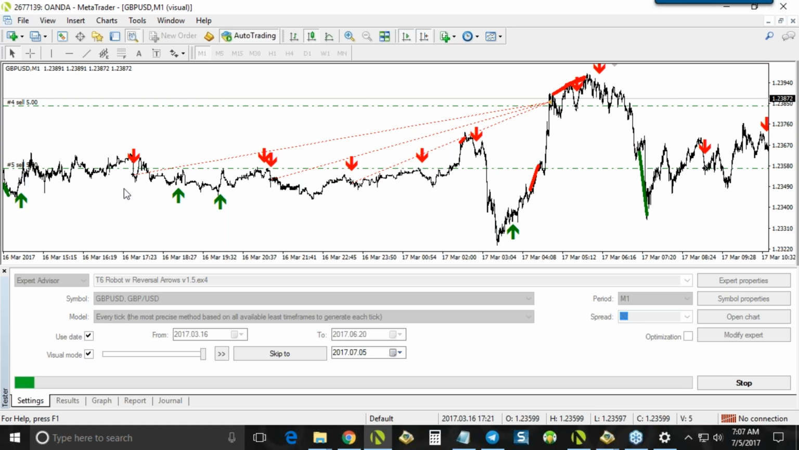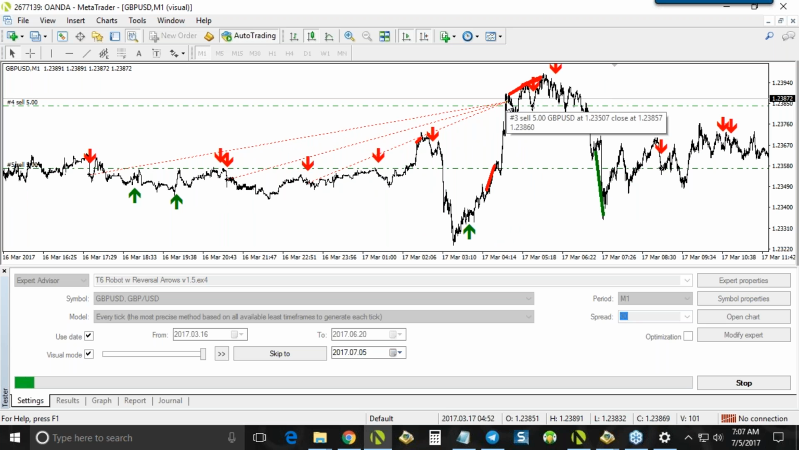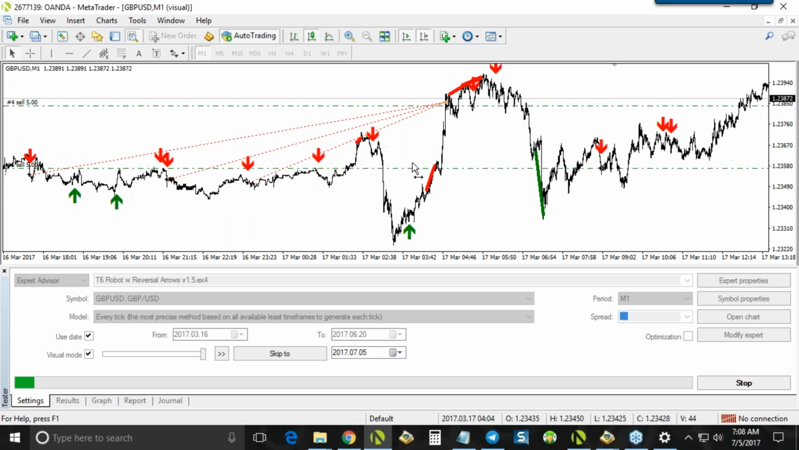Okay, the first trade was taken when? March 16th at, I have no idea what time that was. 5 p.m.? Yeah, about 5:41 p.m. Okay, great. And then it took another one, and then it took another one. Yeah. And then it took another one. Stopped out. And then it stopped out. It took a negative 100.